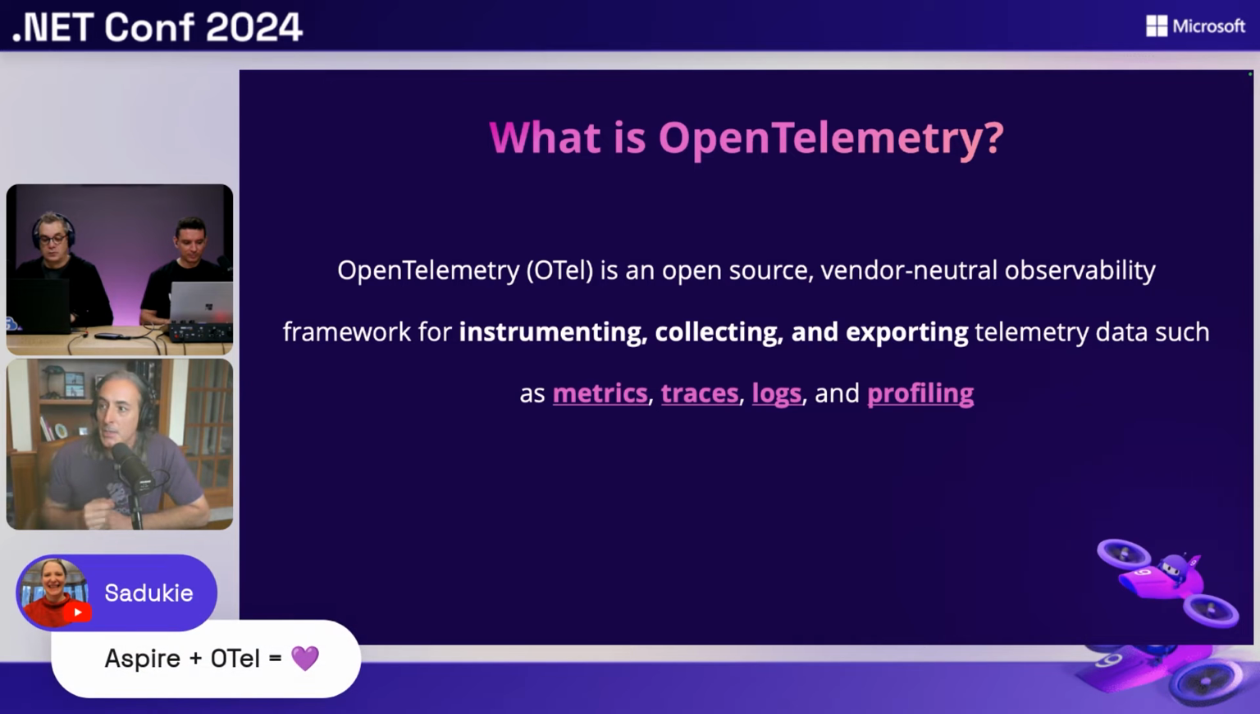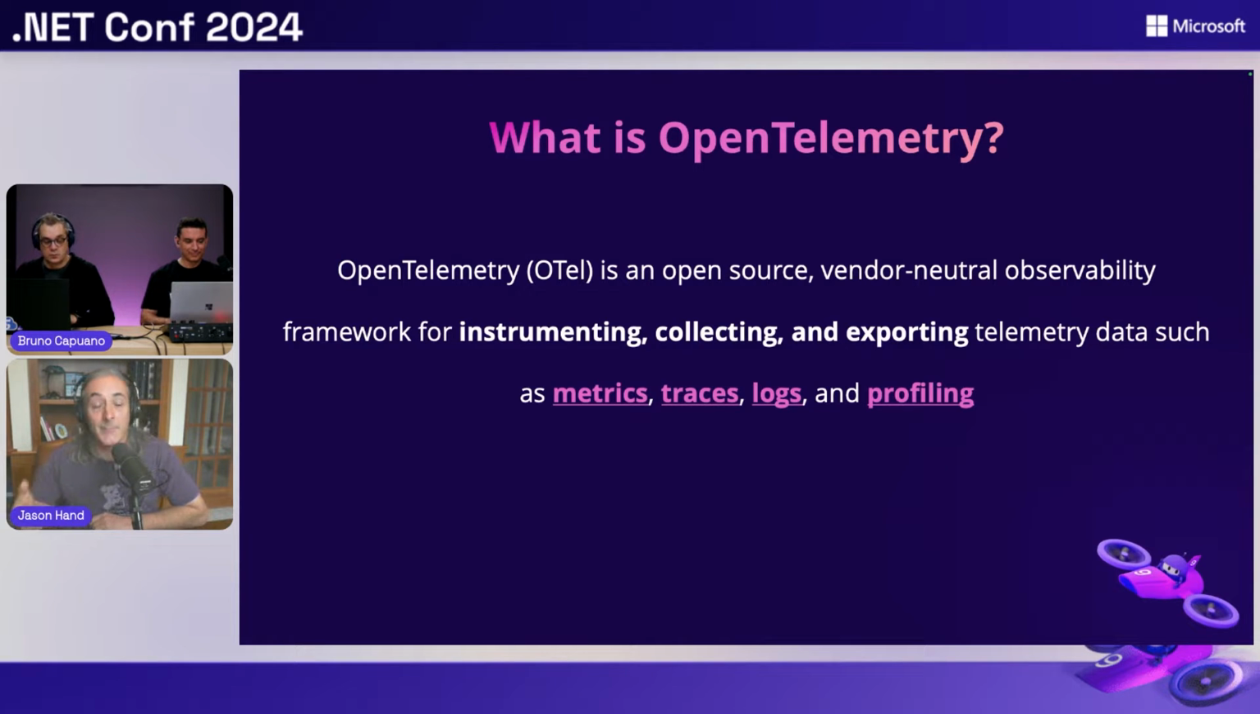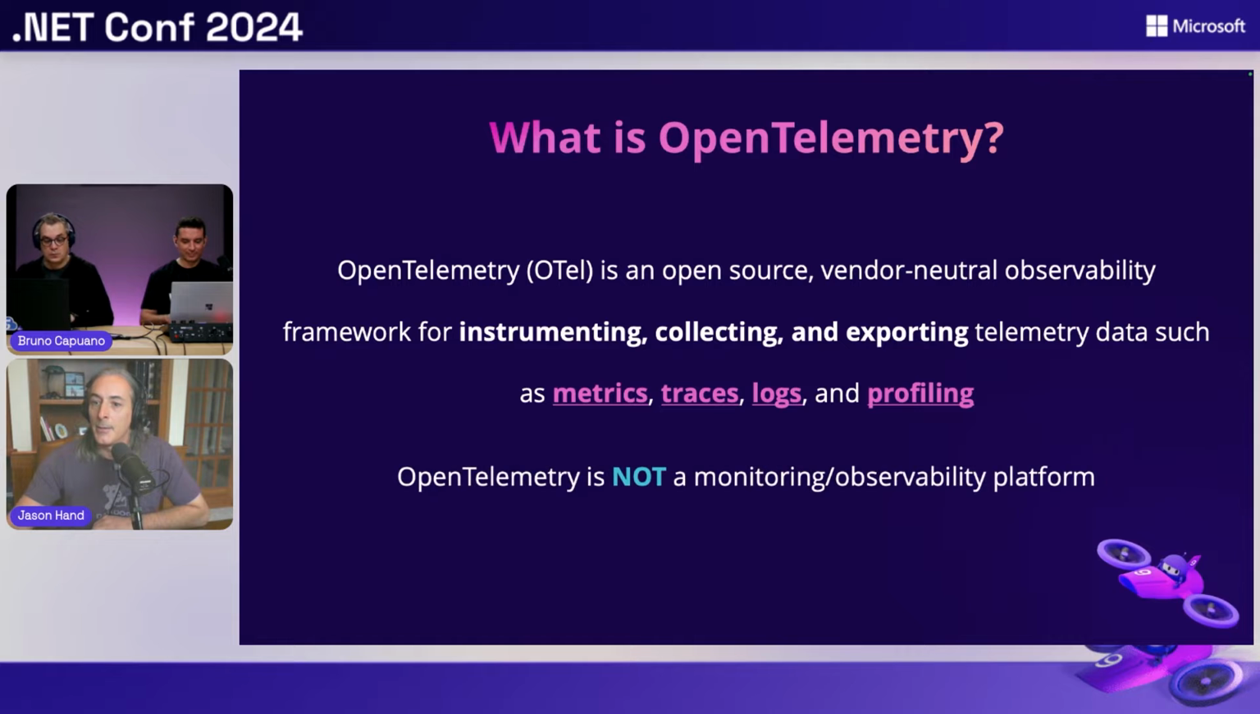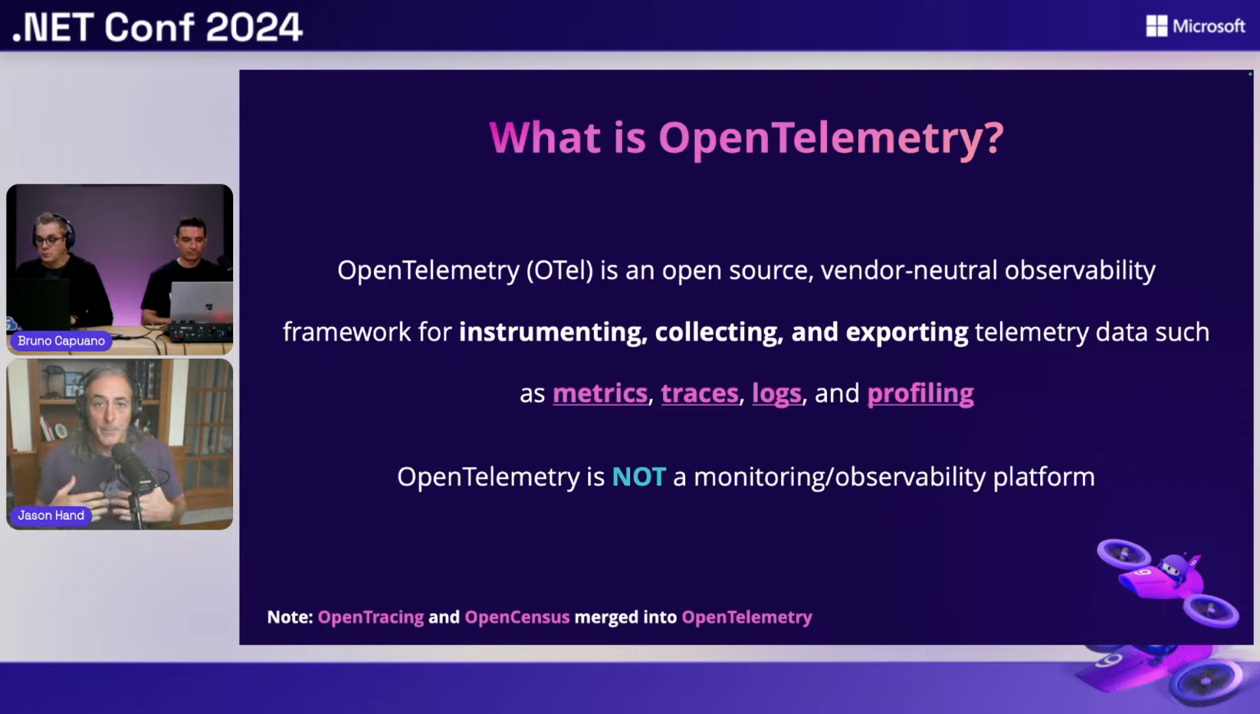OpenTelemetry is a tool set and a standard for collecting telemetry data such as metrics and traces and logs and even profiling. And the one thing that it is not, however, is a monitoring or observability platform. It's really just a method and a tool set and open source project to collect all that kind of stuff and then send it to someplace else. A lot of you may be familiar with a couple of other projects that existed prior to OpenTelemetry, one known as OpenTracing, one called OpenCensus. Those all merged together to form OpenTelemetry a few years ago.